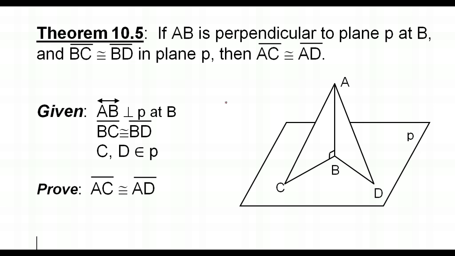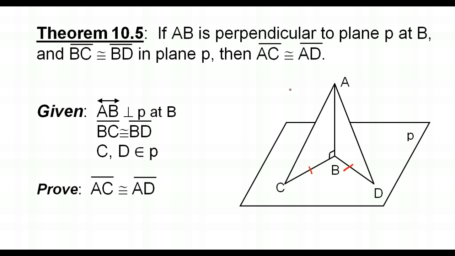Okay, theorem 10.5: if AB, which is this vertical segment, is perpendicular to the plane at B, and BC is congruent to BD, so I'll mark those down as congruent, then AC is congruent to AD. So what we're trying to prove is that AC and AD are congruent.